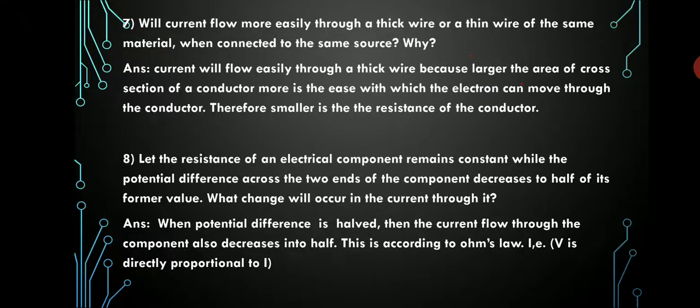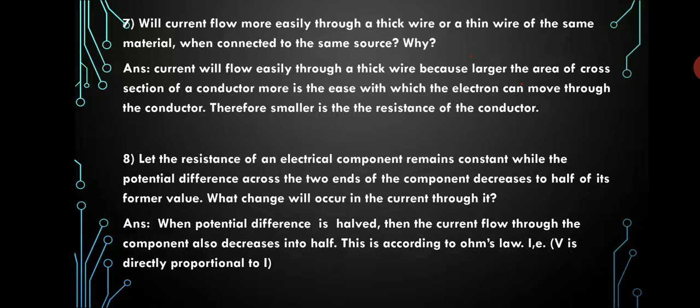The current will flow easily through a thick wire, because the larger the area of cross section of the conductor, the more is the ease with which the electrons can move through the conductor. That means if the area of cross section is more, resistance will be less, so the current can easily move in the conductor.